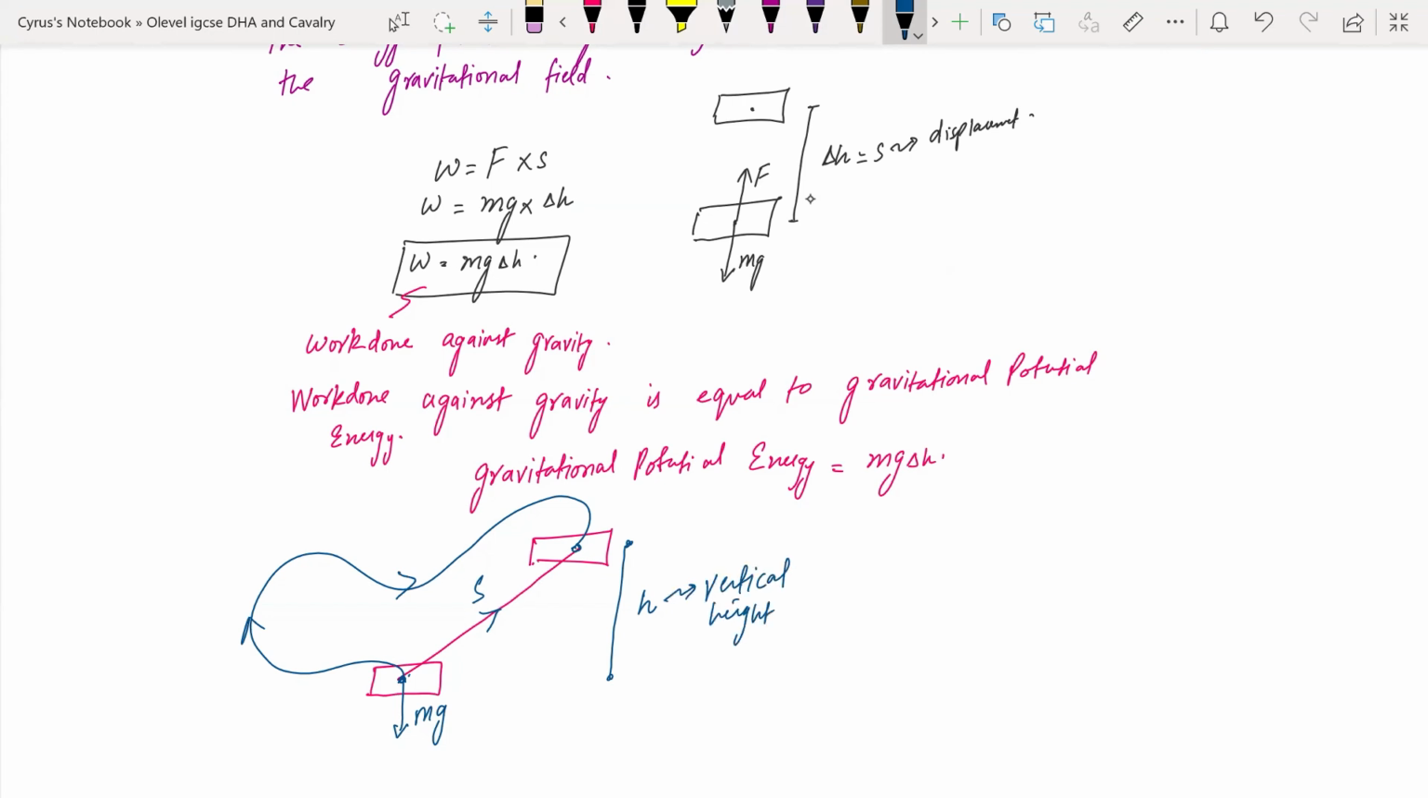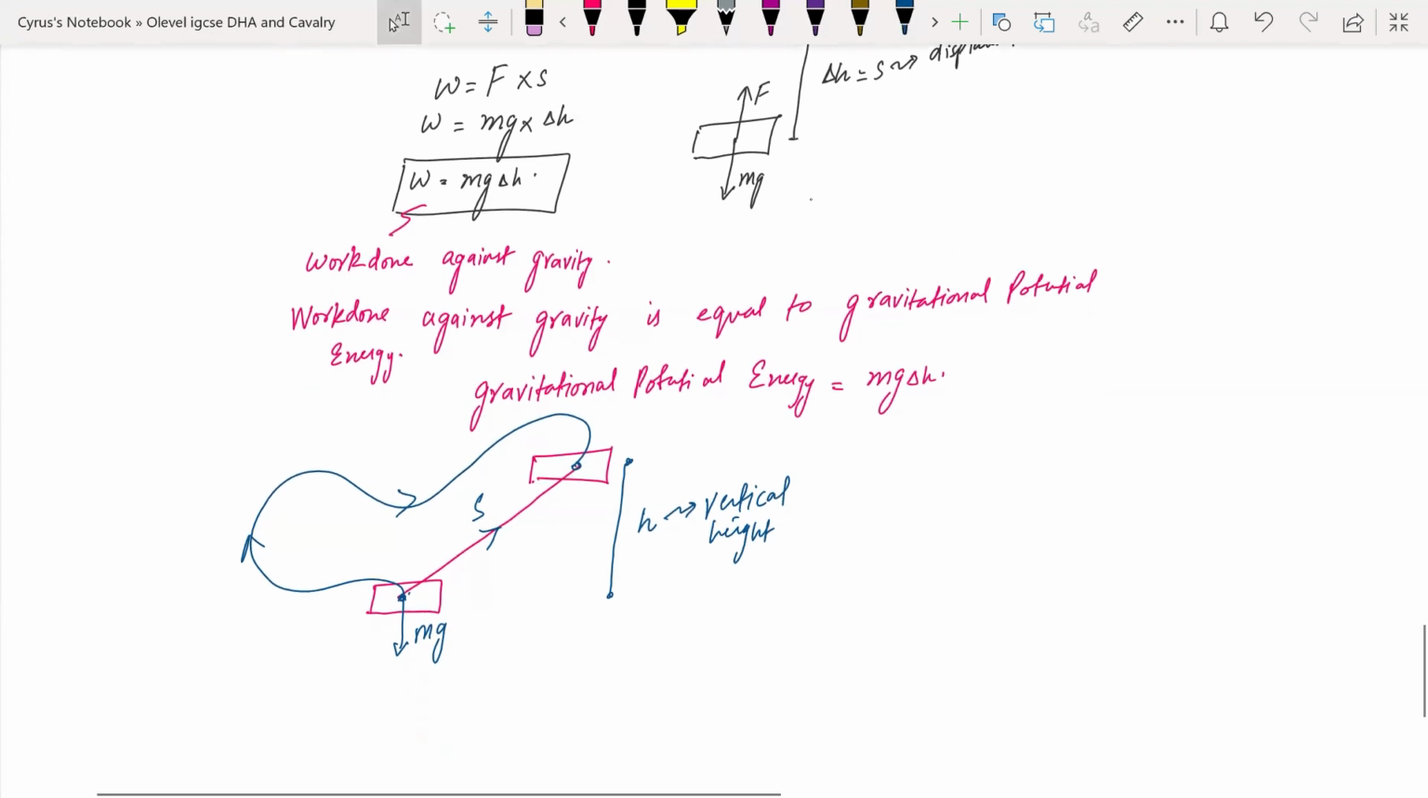इट डजंट मैटर आप उसको इधर से उधर ले गए, उधर से उधर ले गए. It's always the vertical height. So this formula is mg delta H here. ठीक है, तो ये आपको, this would be mg into H. The gravitational potential energy is mgh.